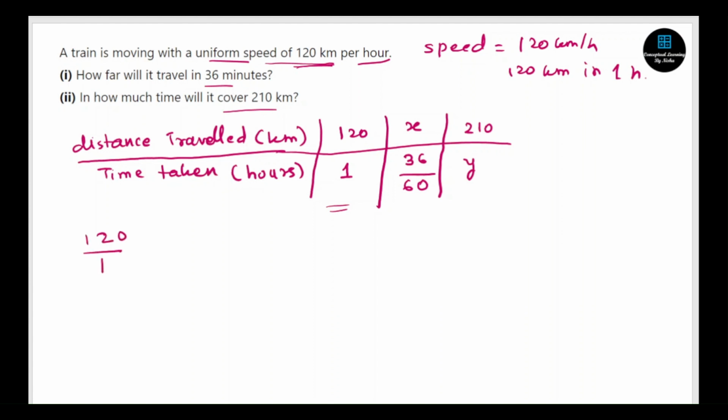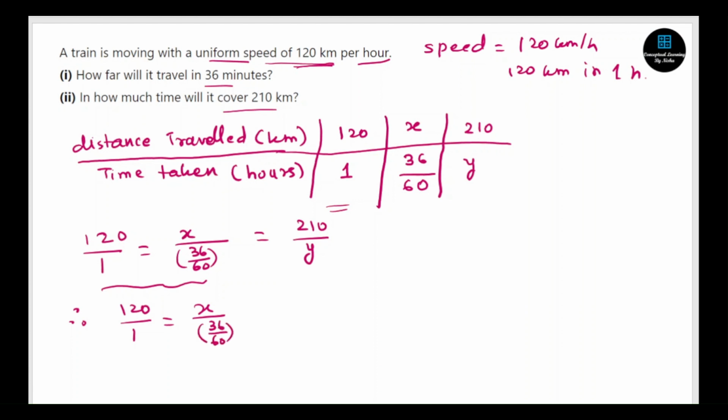So 120 over 1 equals x upon 36 upon 60, equals 210 upon y. Now I have to find the values of x and y. So I'll take these two first. Therefore 120 upon 1 equals x upon 36 upon 60. Make sure you are writing this in a proper manner, so that you avoid mistakes.